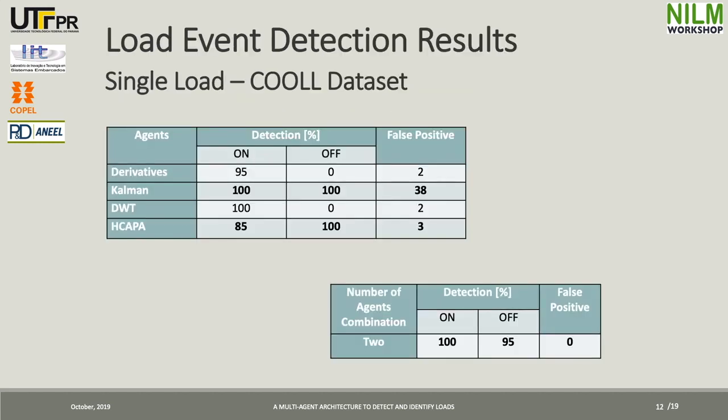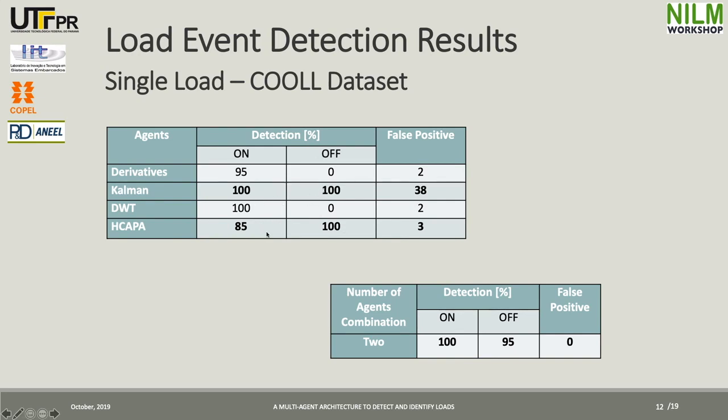By using these 2 data sets, we compared all these agents. So first we compared the load event detection agents. Here we have a list of the agents, and then how often they are able to detect an on event or an off event, and the number of false positives. So you can see by this table that Kalman filtering and the half-cycle active power were the best, had the best results for the COOLL database.